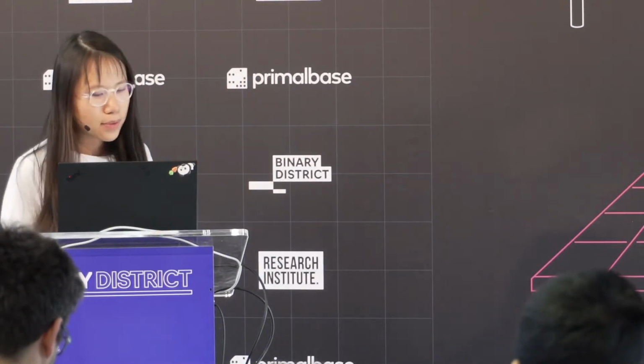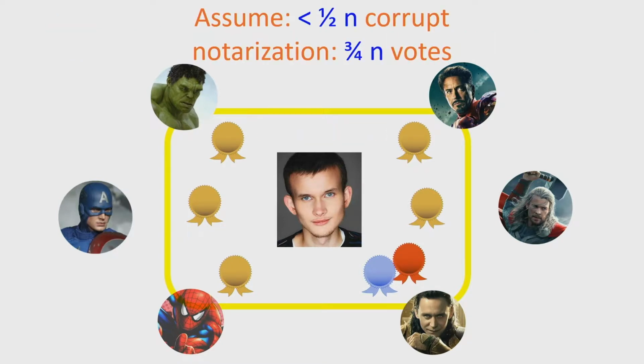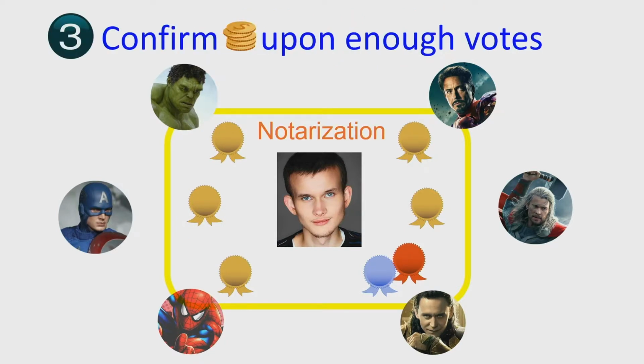In the next step, when the accelerator collects enough votes, it will pack them into a notarization using, for example, a BLS signature scheme, and send this notarization back to the voters. Now, on receiving the notarization from the accelerator, the voter can confirm this transaction and output it. And this transaction can never be canceled or undone in the future.